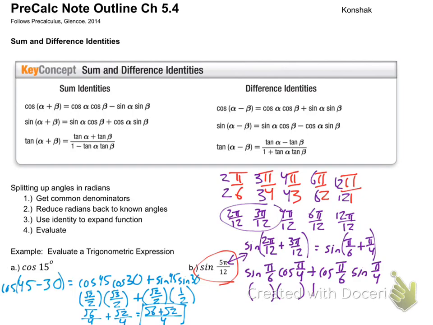So now I'm going to evaluate. What's sine of pi over 6? Go to your unit circle, pi over 6. What's the sine? 1/2. Cosine of pi over 4? Square root of 2 over 2. Cosine of pi over 6? And sine of pi over 4? Square root of 2 over 2.